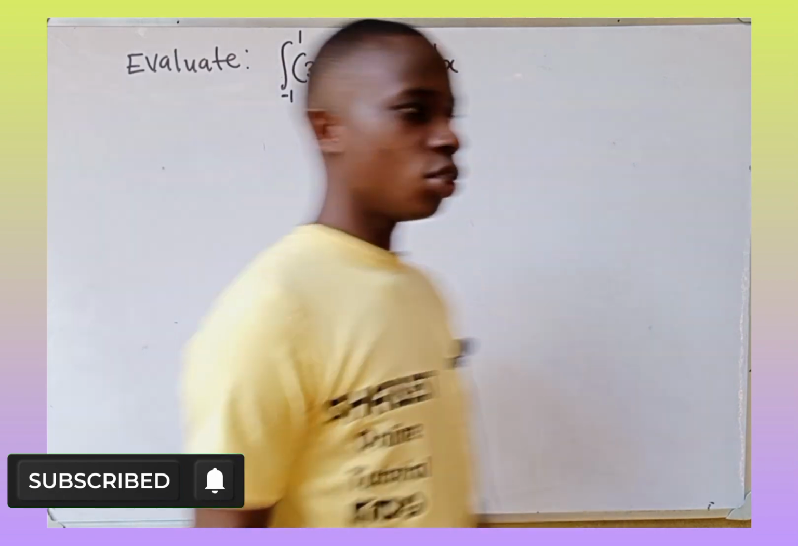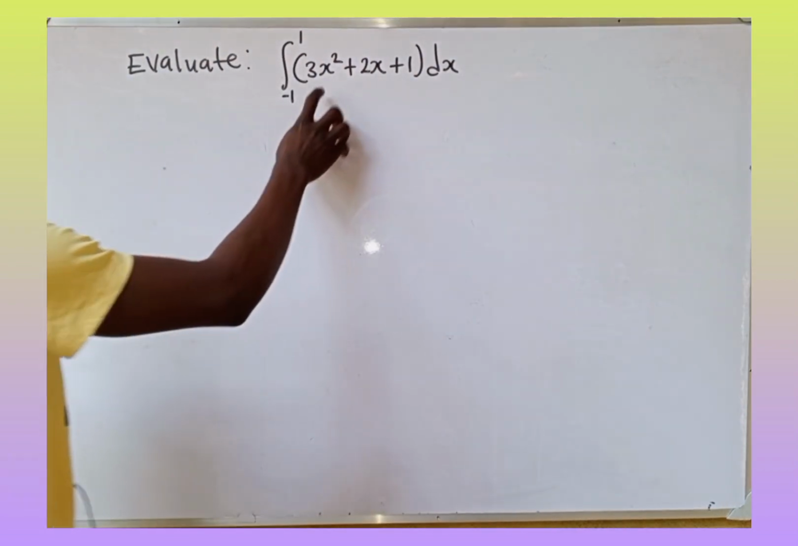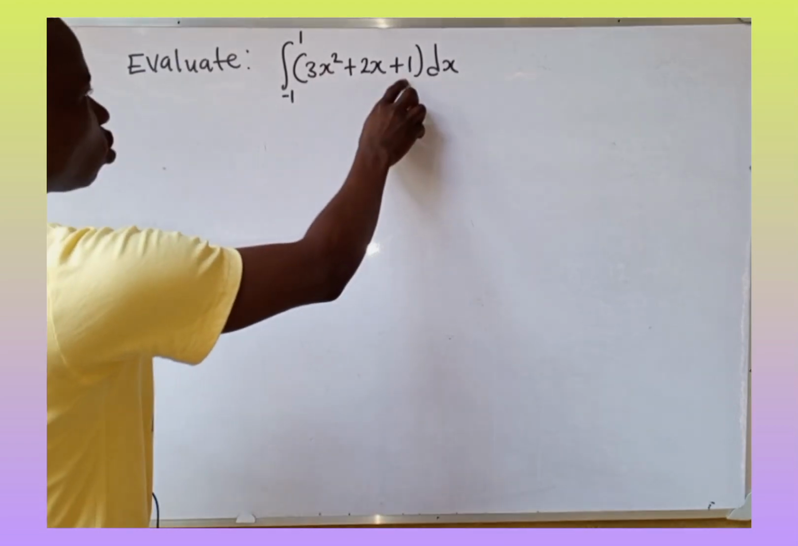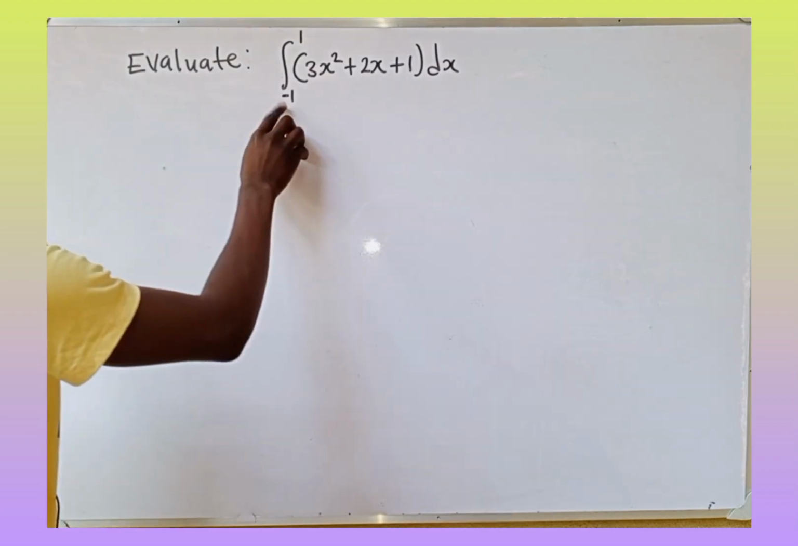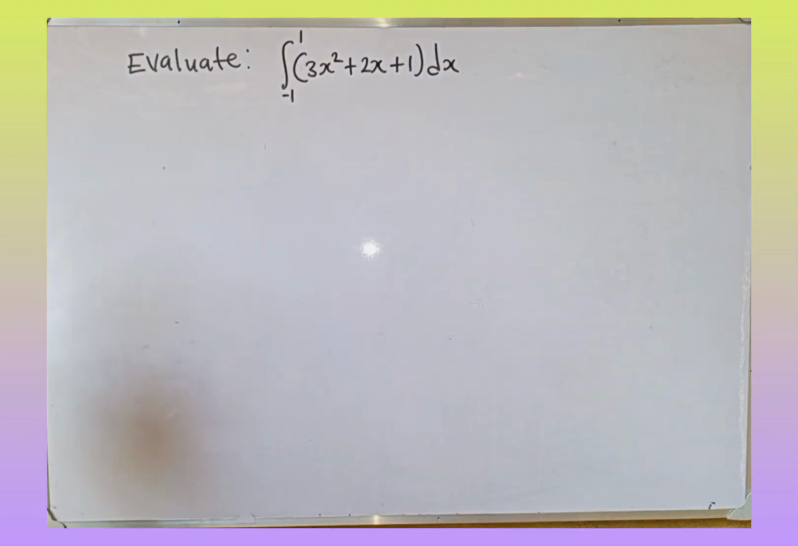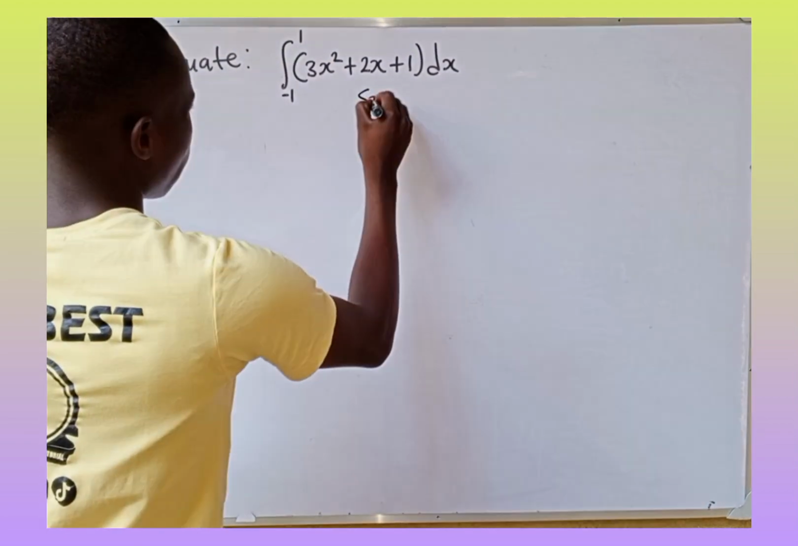So the given integral, we have the integral of 3x squared plus 2x plus 1. We are going to integrate it with respect to x, and the limit is from -1 to +1. So let's get started. Solution.